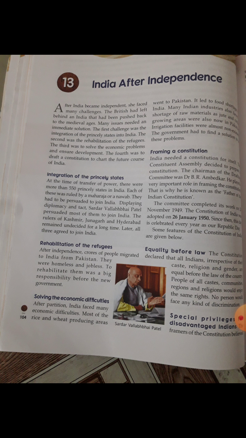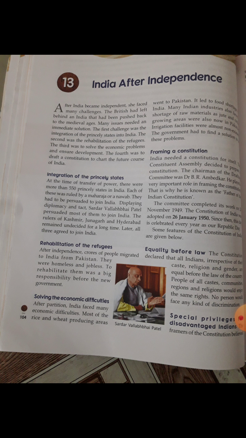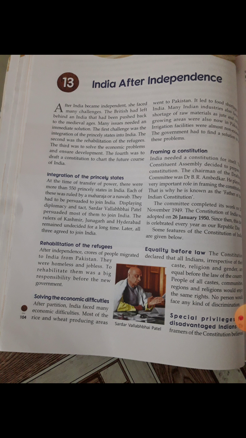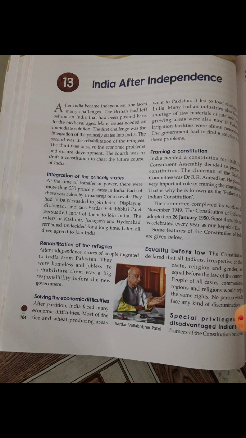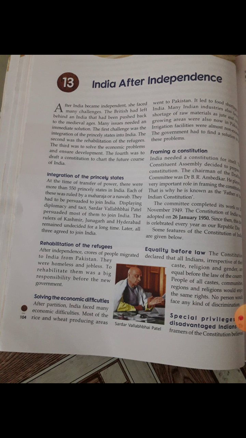Now, the committee completed its work on 26 November 1949. The Constitution of India was adopted on 26 January 1950. Since then, this day is celebrated every year as our Republic Day. Clear? Now, what are some of the important features of the Constitution of India?